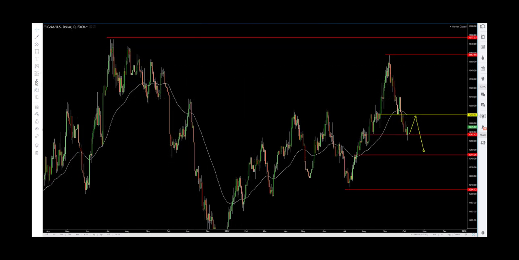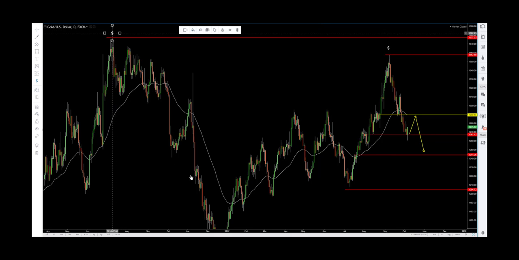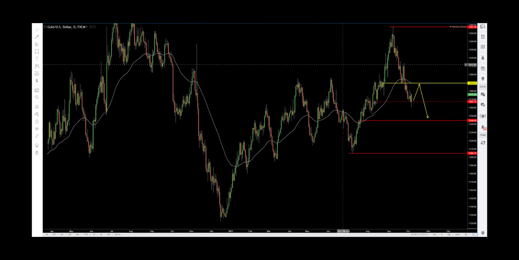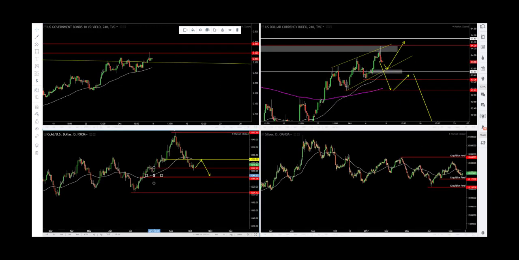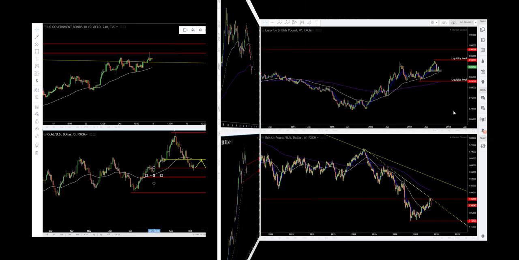Now, we have resting liquidity right here at our previous high at 1257, and we have our other area of liquidity right here at 1277. So we have liquidity here at the highs. We also have resting liquidity right here at these lows. So we're going to watch and see where price goes from here with gold. Okay, so let's go on to our charts now.